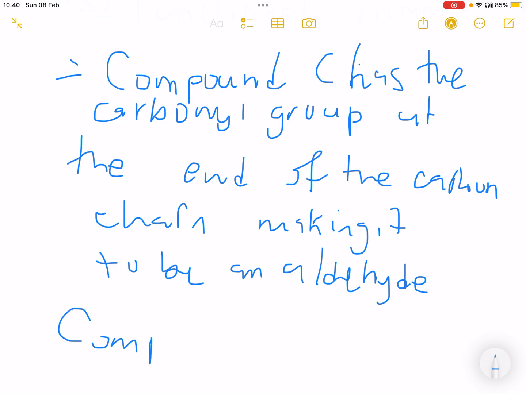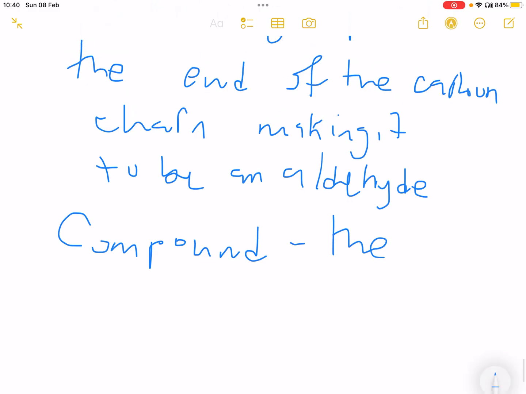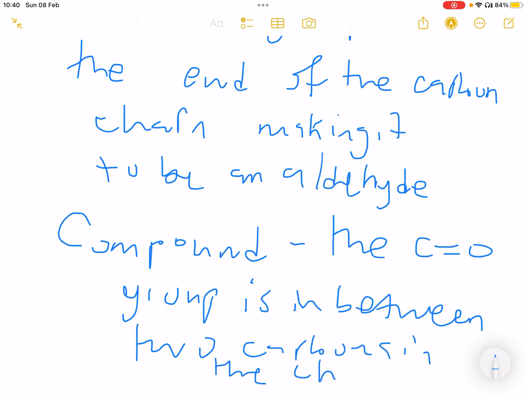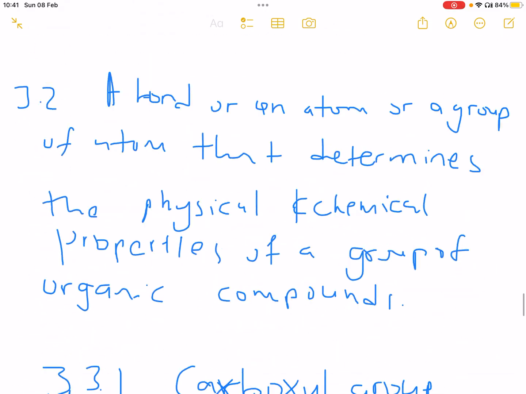So in compound D, the carbonyl group is found in between two carbon atoms in the carbon chain. So the C double bond O group is in between two carbons in the carbon-carbon chain.